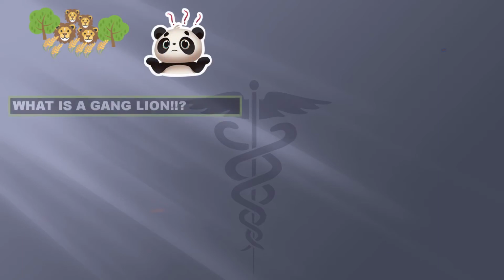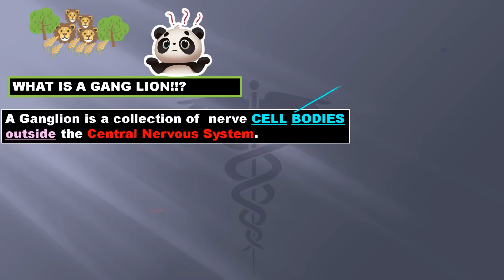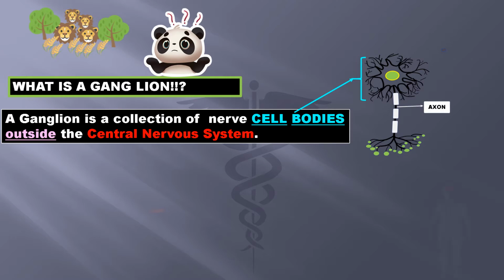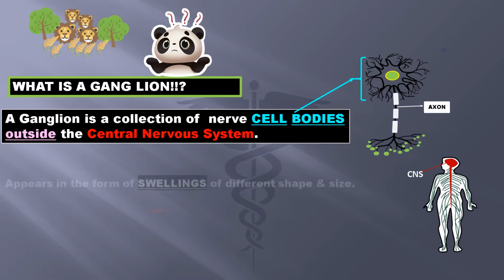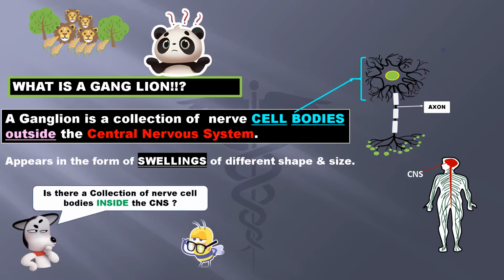What is a ganglion? A ganglion is a collection of nerve cell bodies outside the central nervous system. It appears as a swelling on the nerve and is of different shapes and sizes. So, is there such a collection of nerve cell bodies inside the central nervous system? Yes, and it is called nucleus.